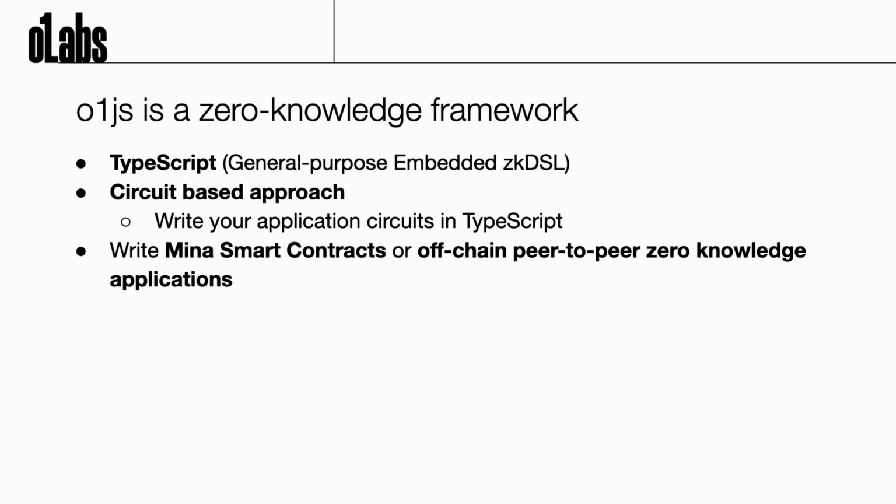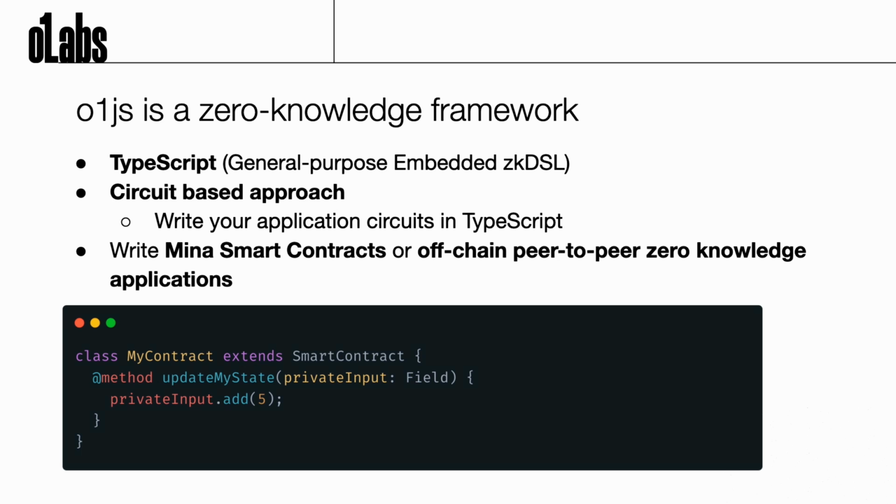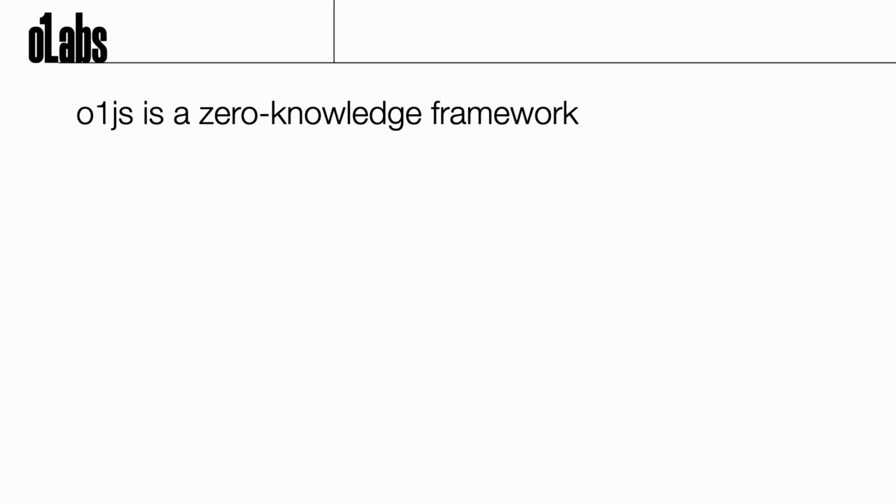You can do two things with it. Thing number one being writing Mina smart contracts, ZK apps, but you can also write off-chain peer-to-peer zero-knowledge applications using recursion. And when I say it's TypeScript, I mean it's literally TypeScript.